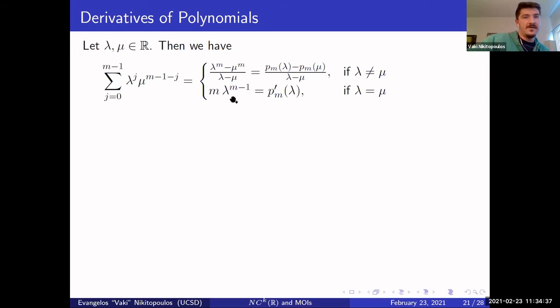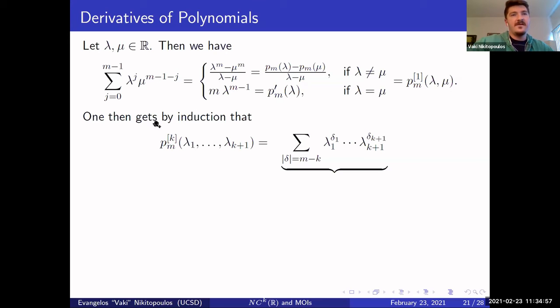In other words, and of course, if lambda equals mu, we get m times lambda to the m minus 1, which happens to be Pm prime of lambda. So this, by definition, is the first divided difference of the polynomial Pm, i.e. the one that takes lambda to the m. So by induction, one can use the definition of the kth divided difference to show that the following is the formula for the kth divided difference of the mth power polynomial. It is the function of k plus 1 variables, lambda 1 through lambda k plus 1, that is the sum over these multi-indices of order m minus k of lambda 1 to the delta 1, dot, dot, dot, lambda k plus 1 to the delta k plus 1.